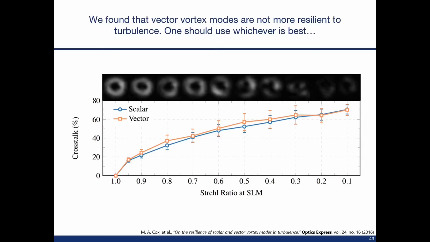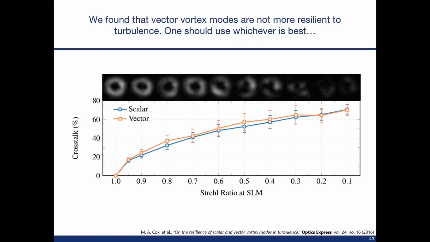Here we show crosstalk percentage, which is how much of the mode spills over into another mode on average. Crosstalk is obviously not a good thing in a mode division multiplex system. As a result, one should use whichever mode set is most suitable for the application based on the properties of the modes, but not because of their resilience to atmospheric turbulence.